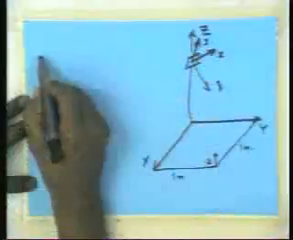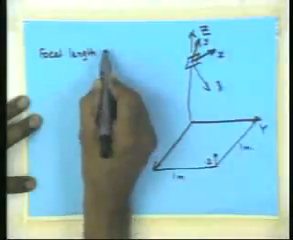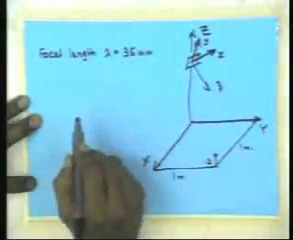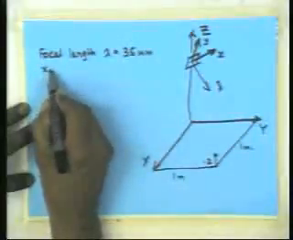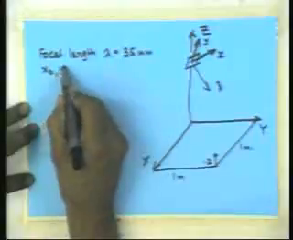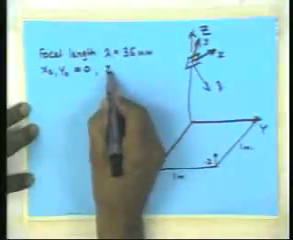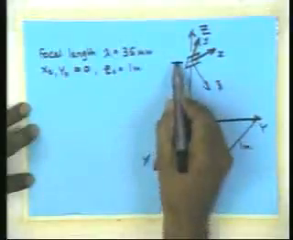Of course, I will have to be given a few other things. I will have to be given what is the focal length lambda, let's say is 35 millimeters. Okay, I need to know what are the other parameters. So x0, y0, both are 0. Z0 is say 1 meter. So this is also 1 meter.